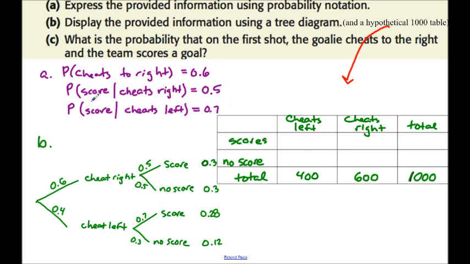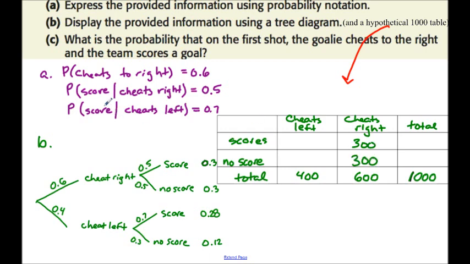Now, next, the probability that they score, given that they cheat right, is 50%. So within this column, assuming that they're cheating right, given that they're cheating right, the probability that they score is 50% of the 600. Okay? So I'm going to take half of the 600, which would be 300. And of course, this has to be 300 also. See what we did there?